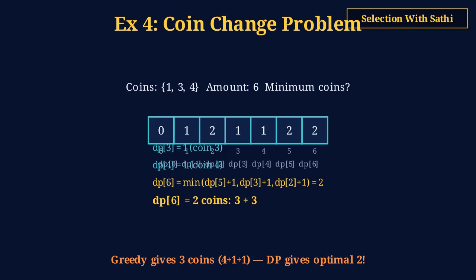Notice the greedy approach would pick 4 then 1, giving 3 coins. DP finds the optimal answer of 2 coins.